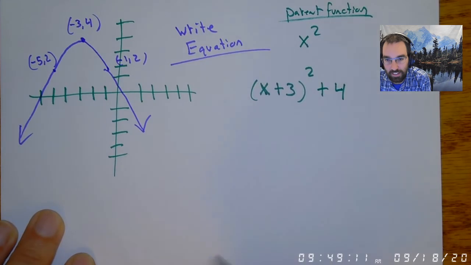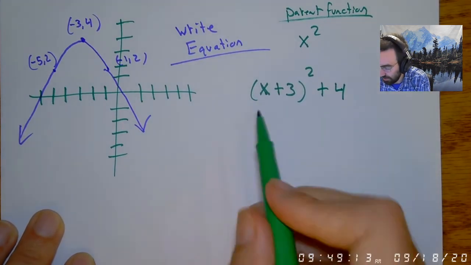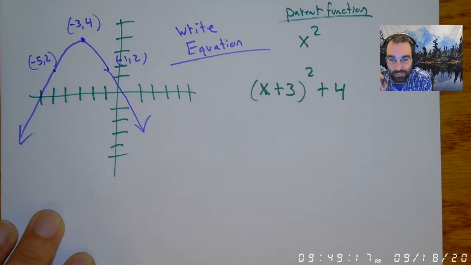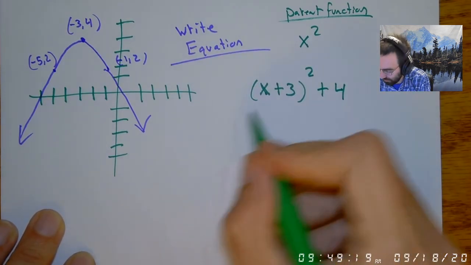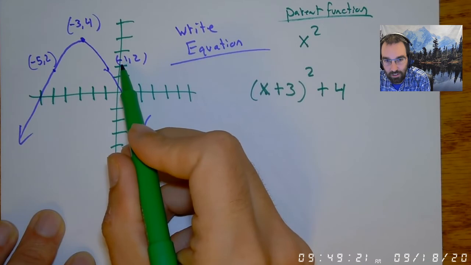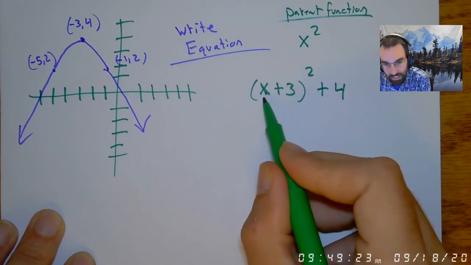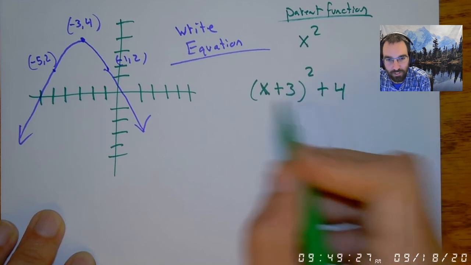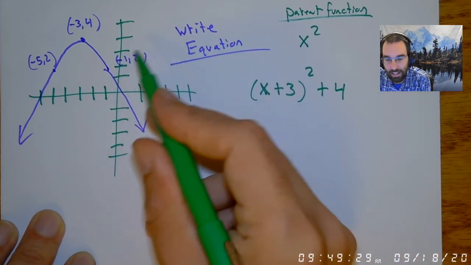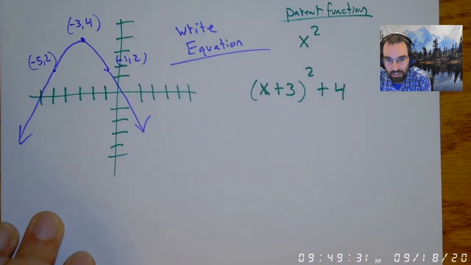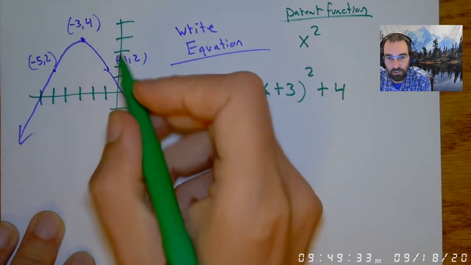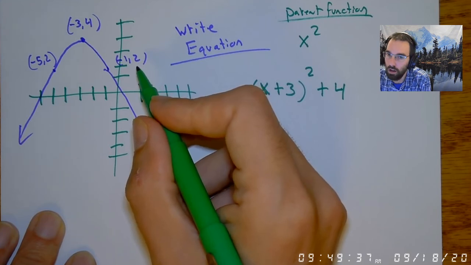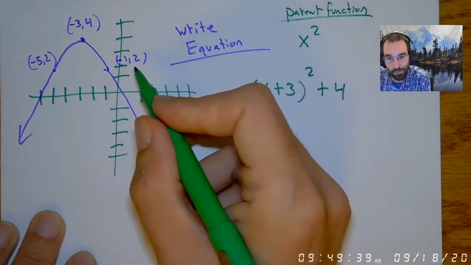But let's double check. So this is the skill here: if you're starting to get your equation, you should always plug in some points. So for example, if I plug in -1, do I get 2? So -1 plus 3 is 2. 2 squared is 4. 4 plus 4 is 8. So there's a dilation going on here, right? So I got 8, but instead the answer is 2. So how would I get from 8 to 2?